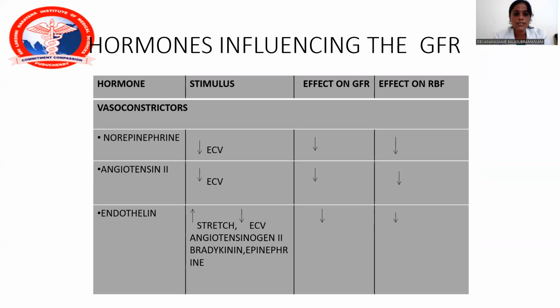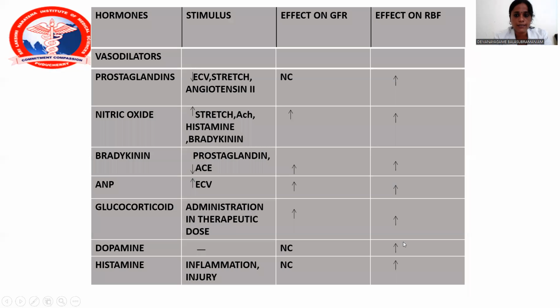Hormones which cause vasoconstriction are norepinephrine, which decreases the extracellular fluid volume, and this in turn decreases the GFR as well as the renal blood flow. And next one is angiotensin 2. This also decreases the GFR as well as the renal blood flow. And next one is endothelin. This also causes vasoconstriction, and they are causing a decrease in the GFR.